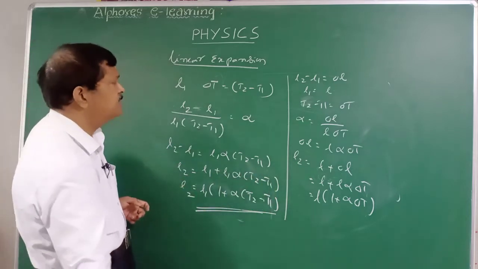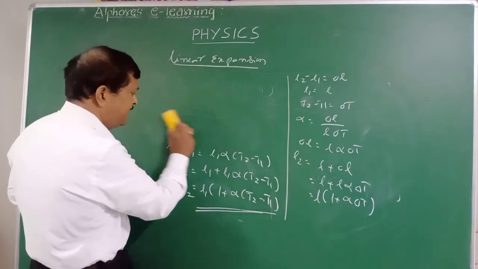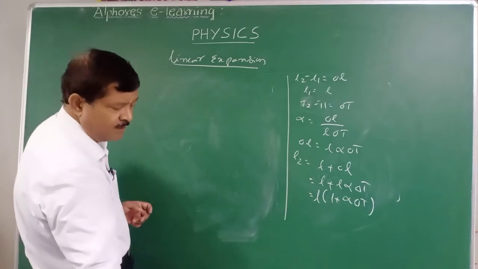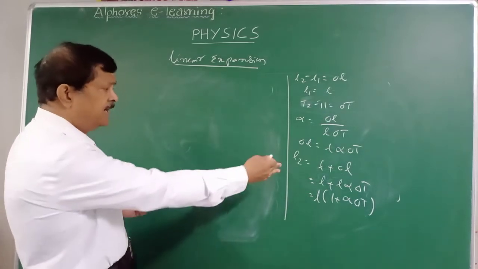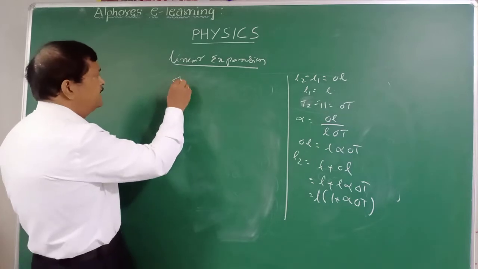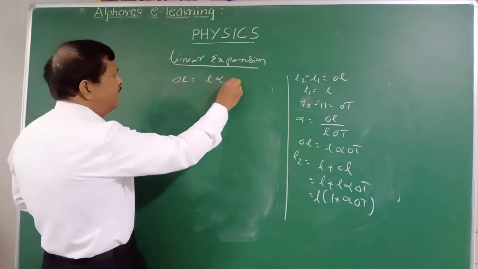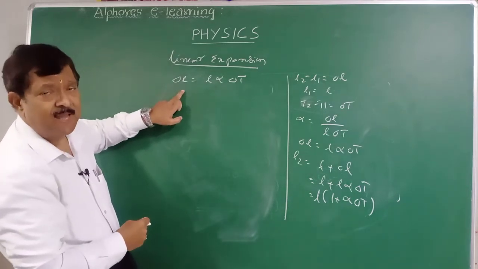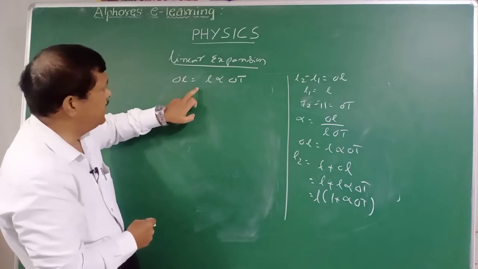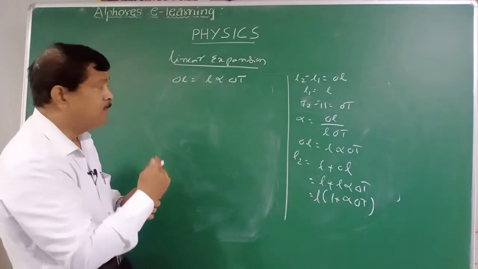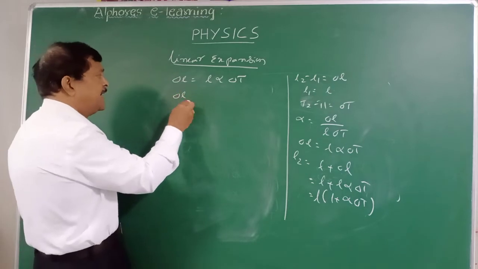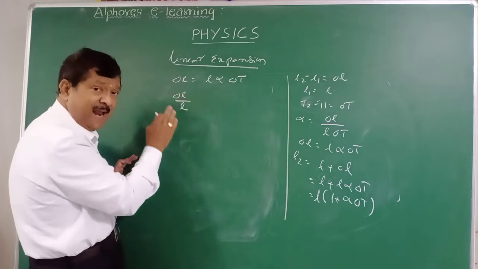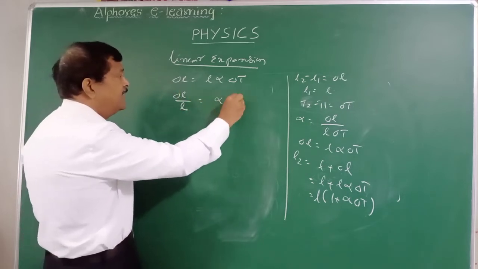Now let us measure another related change in the length corresponding to change in temperature in a body. What are they? Let us proceed with this equation. Change in the length delta L equal to L alpha delta T. As we know, this is the absolute change in the length. Now the relative change, or change in the length per unit length, we can measure as alpha delta T.